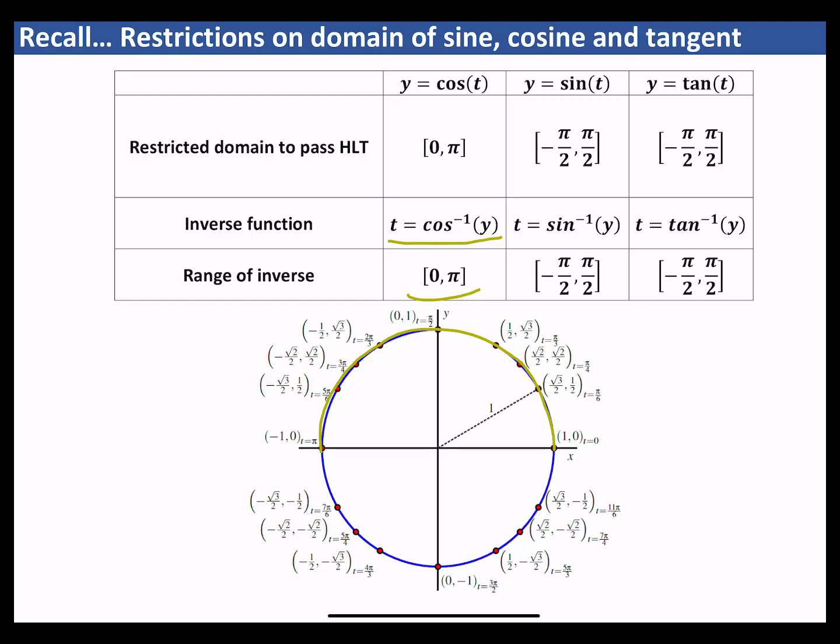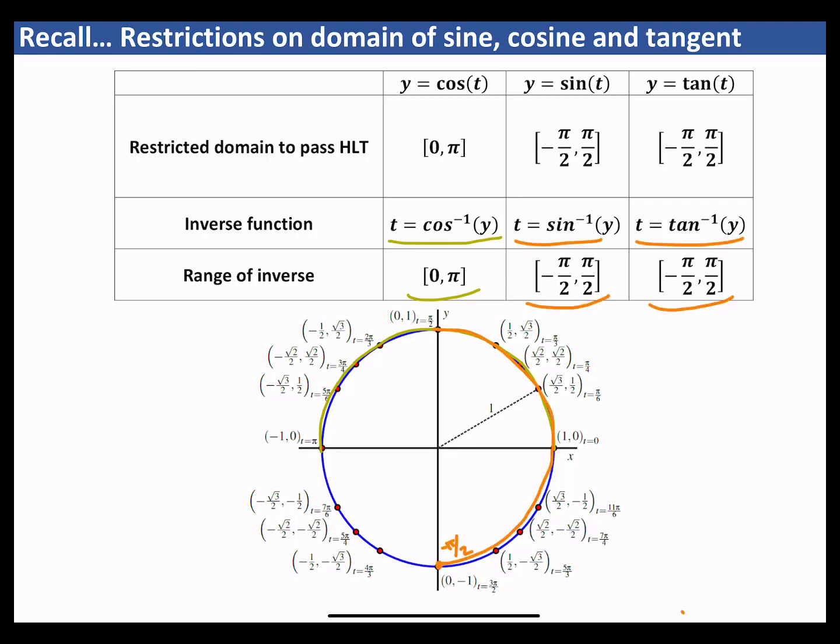Also notice that the range for the inverse sine and inverse tangent functions is the closed interval from negative pi over 2 to pi over 2. Recall that negative angles signify traversing the unit circle in the clockwise direction. That means negative pi over 2 is here at (0, -1). That also means that the outputs of the arc sine and arc tangent functions will always be angles in quadrant 1 and quadrant 4.